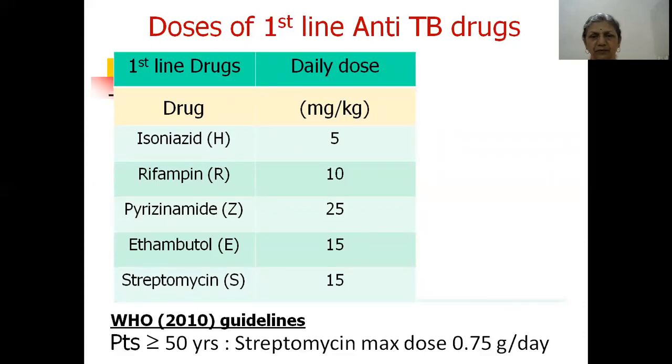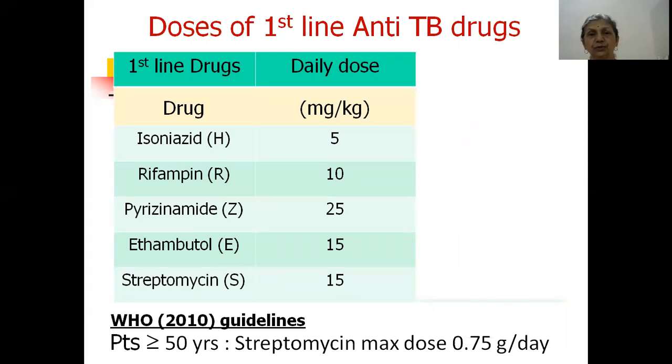But for streptomycin, we must remember that even if the patient is requiring more according to this per kg dose, if the patient is more than 50 years, the maximal dose which can be given is 0.75 grams. That is 750 milligrams per day, which is the dose for a 50 kg person. But even if he's weighing more, if he is 50 years and above, we do not go beyond 750 milligrams per day.